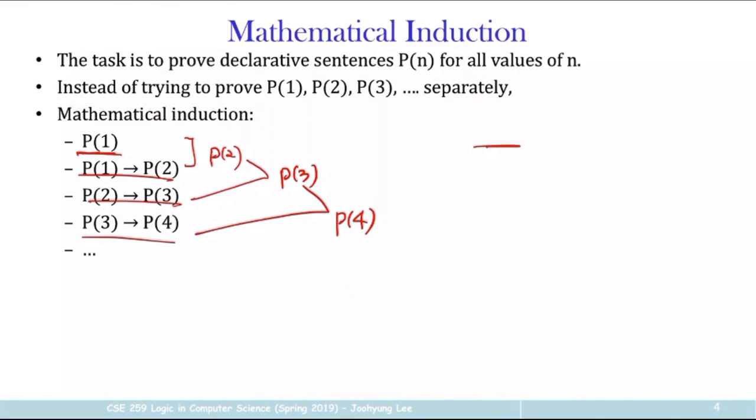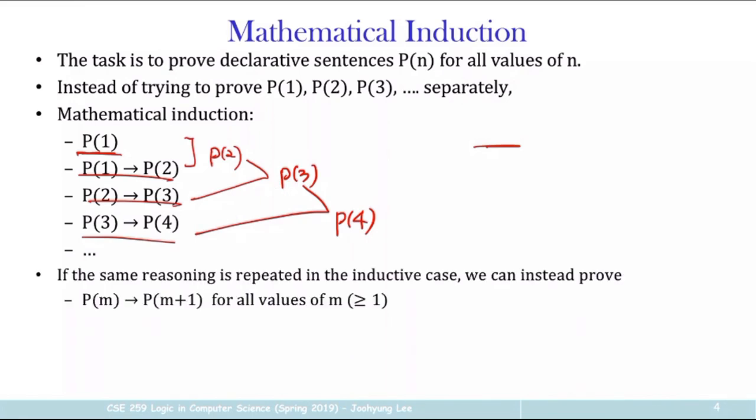If we know that P of 1 is true as a separate base case, then even if at this point you didn't know that, combining the base case with the second formula, you derive that P of 2 is true. And once you know that P of 2 is true, then using this and the third formula, you can derive that P of 3 is true, and so on and so forth. So you can derive that P of n is true for all possible values of n. The key idea here is that if the same reasoning applies to these inductive cases, then we can write them as a single step, abstracting away all the values of n.